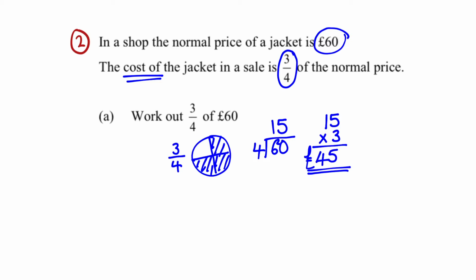When you've got a wordy question, it's always worth looking back at the question and just making sure you've answered exactly what they were asking for. So this question asked us to work out 3/4 of £60, and we have done that. It's £45. And that would be the sale price of the jacket, because it's 3/4 of the normal price.